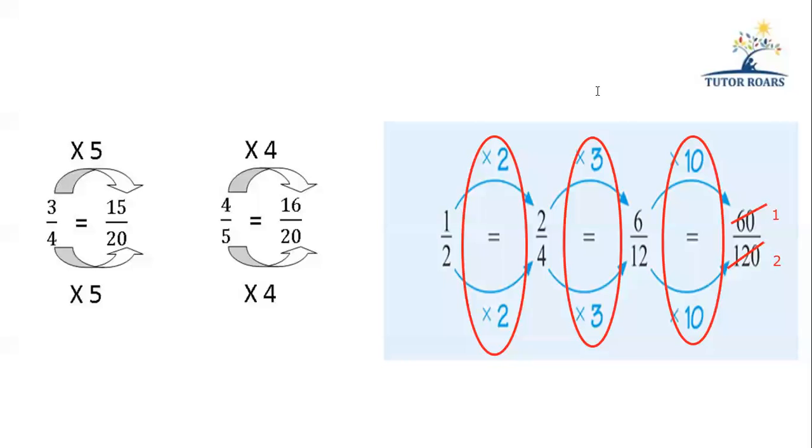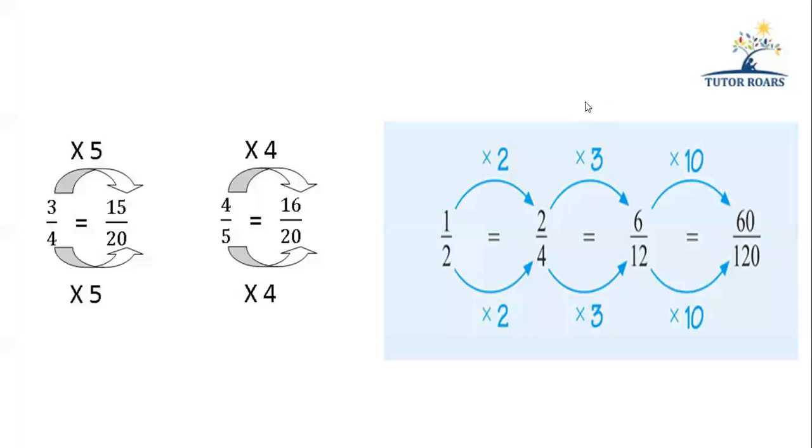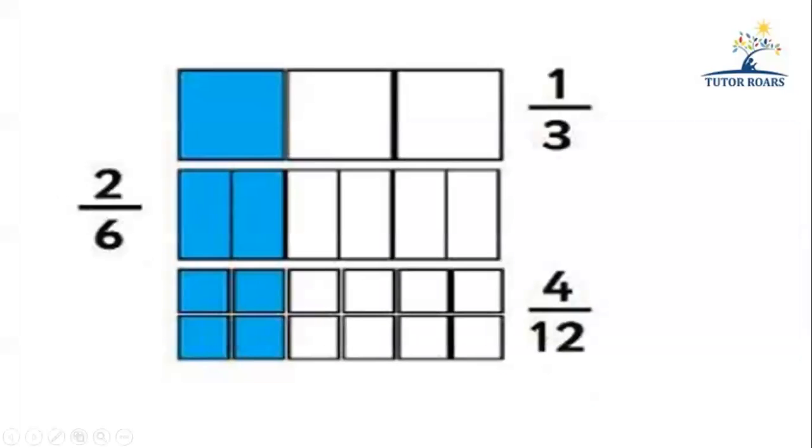Now, kids, let's go ahead and learn a few more examples very quickly. See, here we have 3 different figures, out of which some parts are colored from the equivalent figures. They have their respective fractions written in front of them. The first figure has one part colored out of three equal parts. The second has 2 out of 6. The third has 4 out of 12.